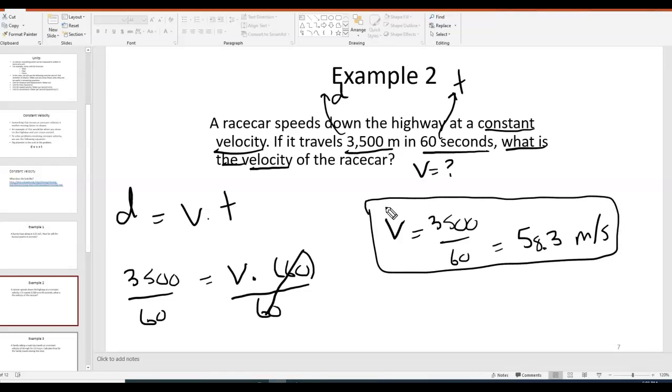And hopefully you see that constant velocity problems are very, very simple. There's not a ton of math involved, just some very basic algebra. Okay, so let's do another example. Pause it here if you need to.